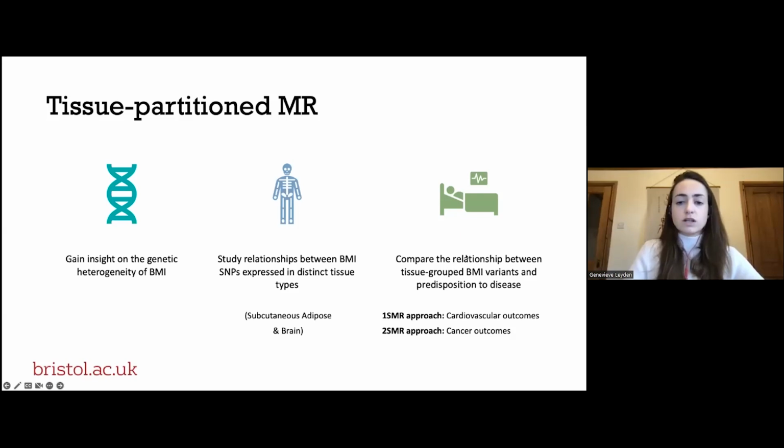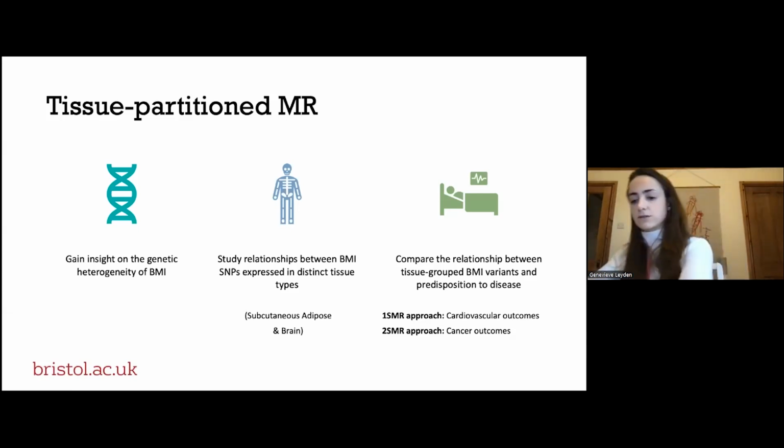We next sought to compare the relationship between these tissue-grouped BMI variants and predisposition to disease. We initially developed this analysis in a 1-sample setting, investigating various cardiovascular outcomes. We've now adapted the analysis to a 2-sample setting and focusing on site-specific cancer risk.